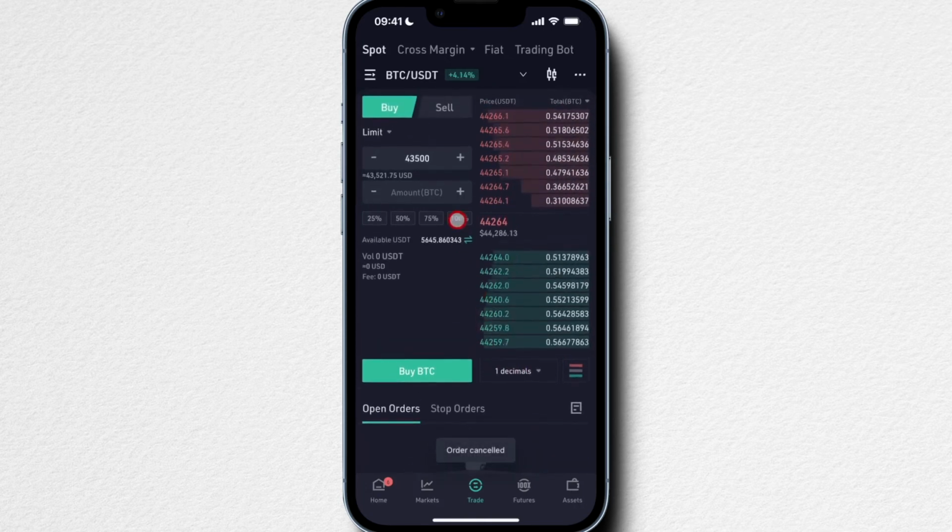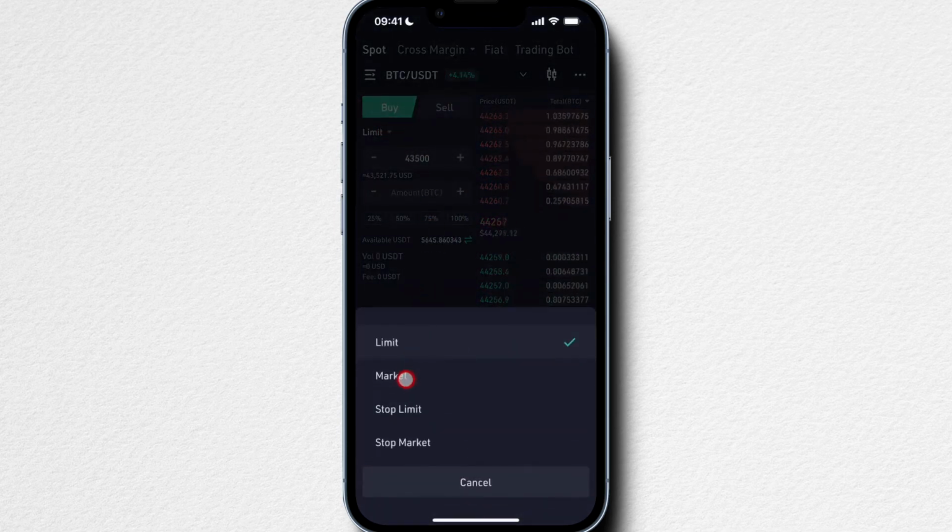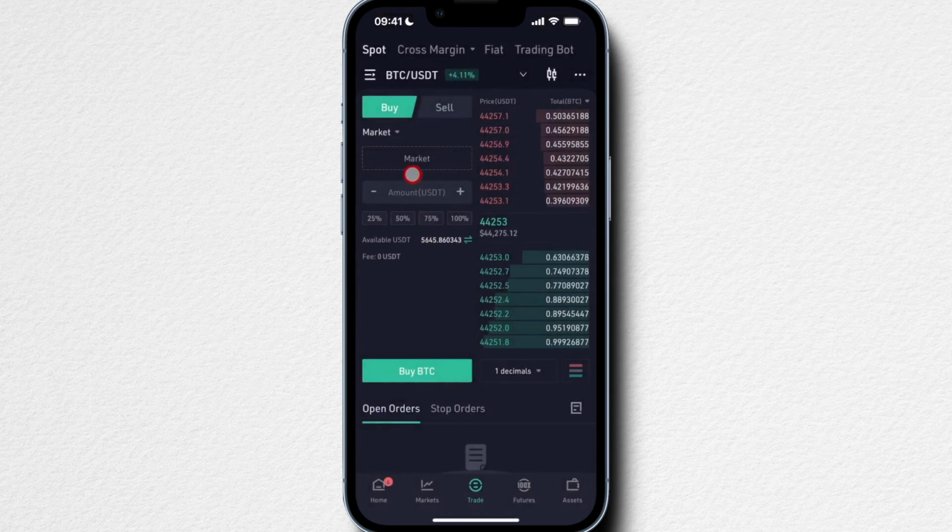And now what we can also do is a market order. So when we click from limit and choose market right here, then you can see we don't have the possibility to set a price. So all we can do now is just type in the amount we are willing to spend on Bitcoin. So let's say we want to spend 100 US dollars on Bitcoin. We can just type in 100.